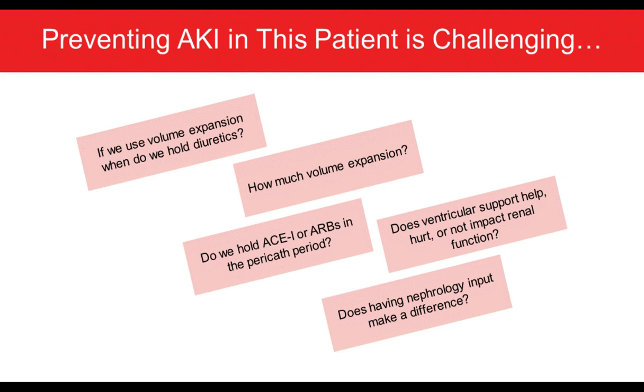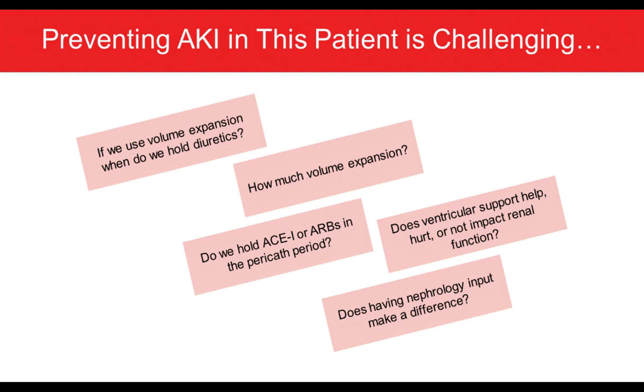This is a patient who has congestive heart failure. If we use volume expansion, when do we hold her diuretics? How much volume do we give her? Do we hold her ACE inhibitor ARBs? Do we need ventricular support in someone with low EF who may need atherectomy of a calcified vessel? And should we get the nephrologist's input early in the process? So a lot of factors that go into decision making.